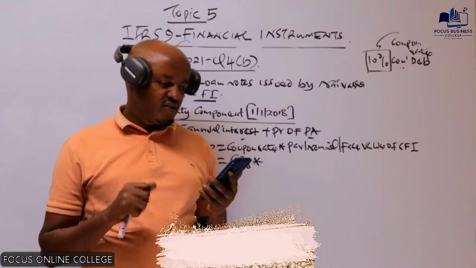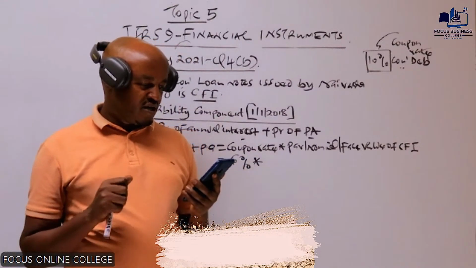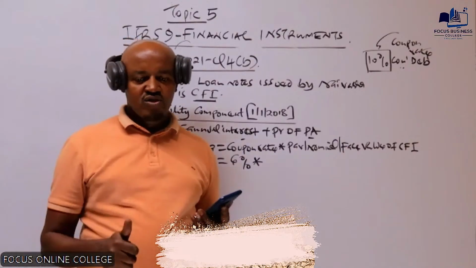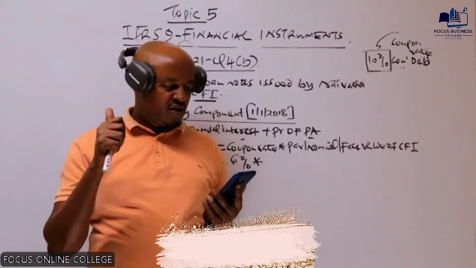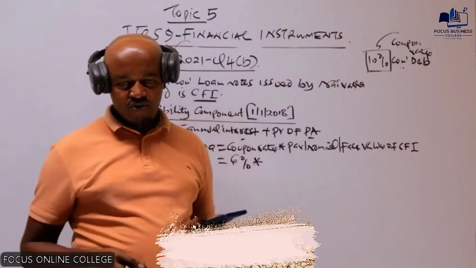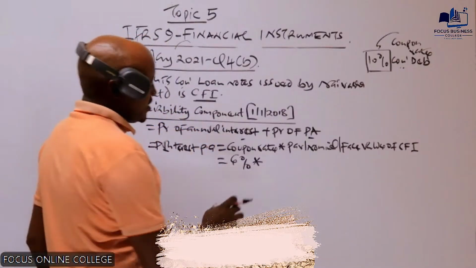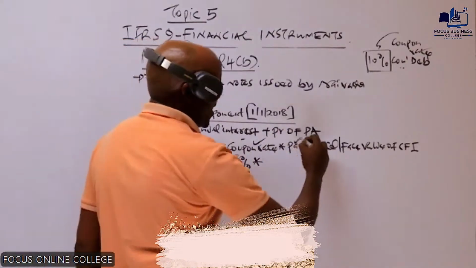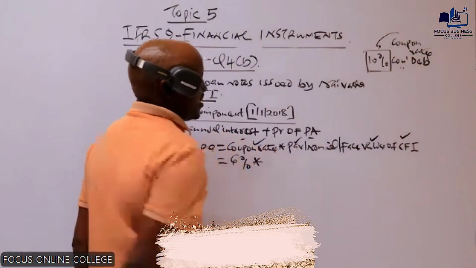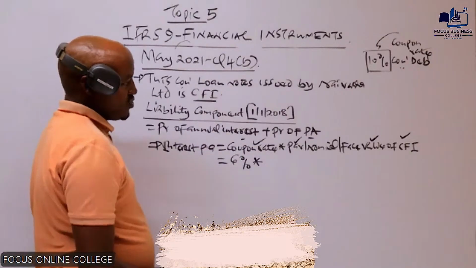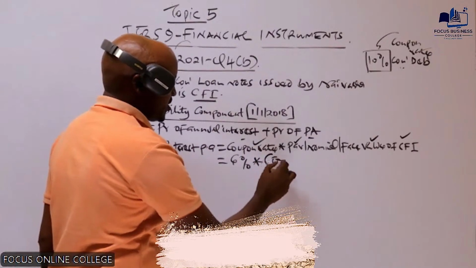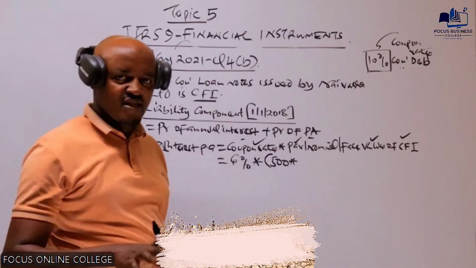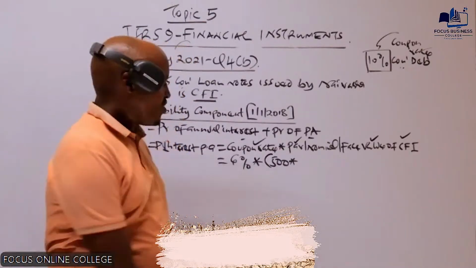And then you're told each loan note is redeemable in 3 years' time at its par value of 2,000. So the par value of each loan note is how much? Is 2,000. So therefore, we need to multiply this coupon rate, because we already have the coupon rate, times the par value of the convertible notes. We are told the convertible notes issued by the company were 500. But remember, this is just the number.